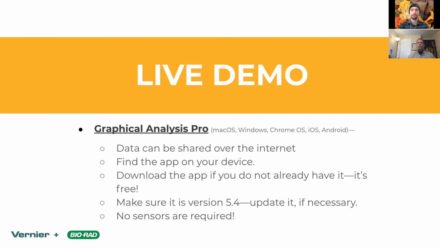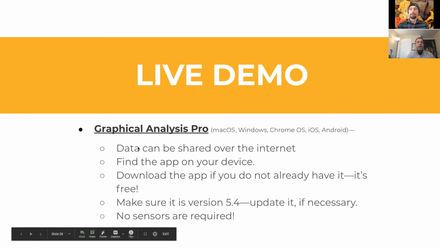You can open GA as the instructor, create a session, give the students a little code, and then send that data out to them. Sadly, the colorimeter will not work with this experiment because it doesn't have the proper wavelength. I wish it did. So once again, just download GA Pro, and we're going to go on to that next.